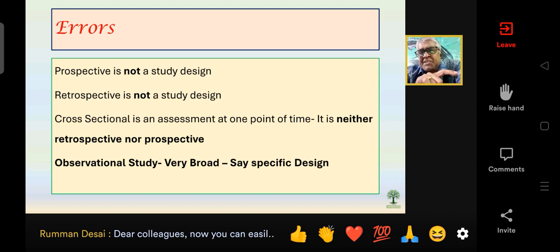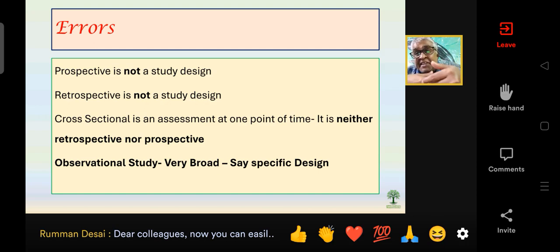Now, the cross-sectional study, as I said, the key element is it's one assessment at one point of time. So it's neither retrospective nor prospective. We often find in the dissertation, I did a retrospective cross-sectional study. You cannot do a retrospective cross-sectional study. I did a prospective cross-sectional study. You cannot do a prospective cross-sectional. A cross-sectional study means you are looking at a section of the population at this section of time. There's nothing retrospective there. There's nothing prospective there. It's at this particular section of time.